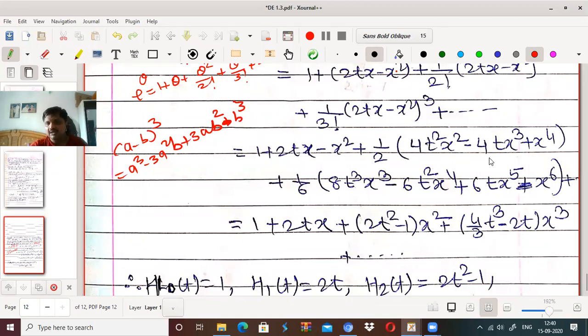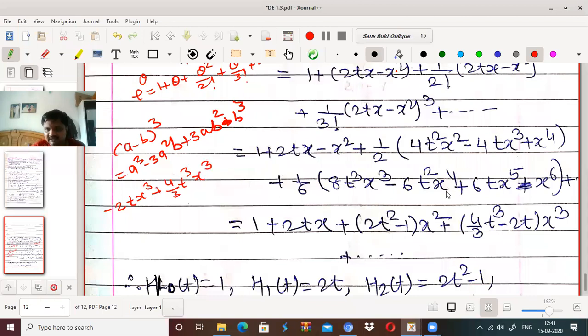Now we will collect the terms of x cube. We will collect all the x cube terms. First term is 1 by 2 into minus 4t x cube, that is minus 2t x cube. Then 1 by 6 into 8t cube x cube, that is 4 by 3 t cube x cube. So the first term is minus 2t x cube, and the second term is plus 4 by 3 t cube x cube.